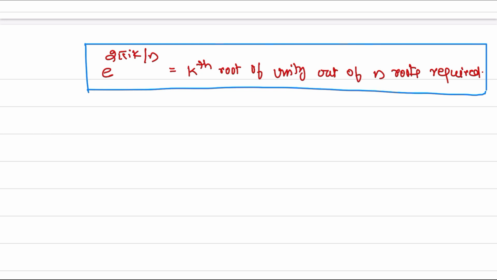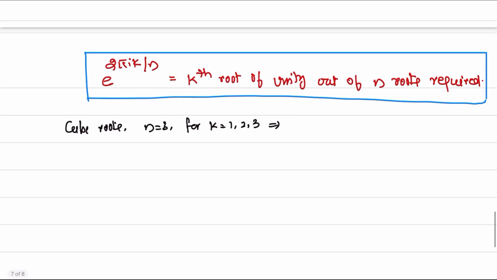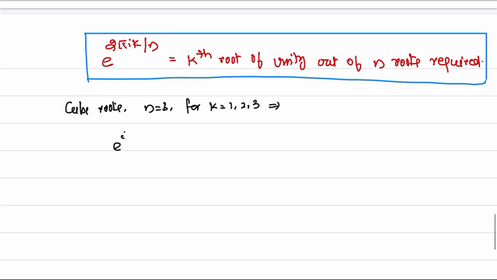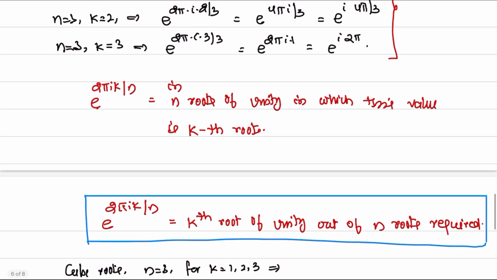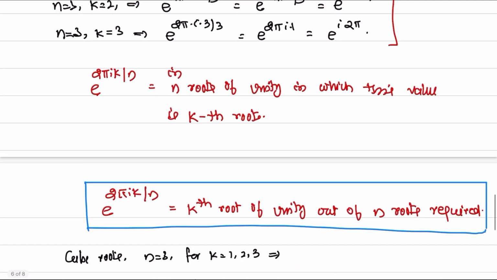Now, for cube roots, the example is cube roots. n is equal to 3, that is constant, and k is equal to 1, 2 and 3. The roots, which we have calculated, are e to the power of I into 2 pi by 3, e to the power of I into 4 pi by 3, e to the power of I into 2 pi.